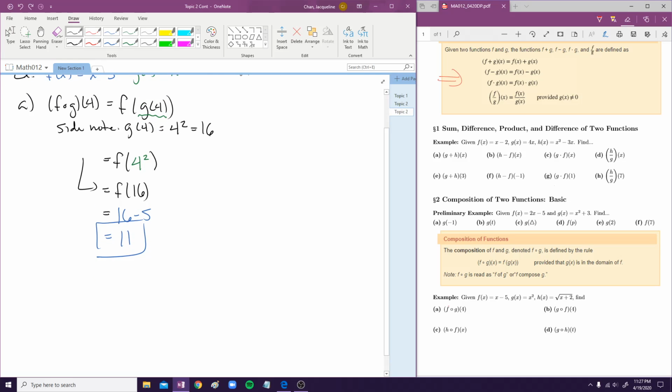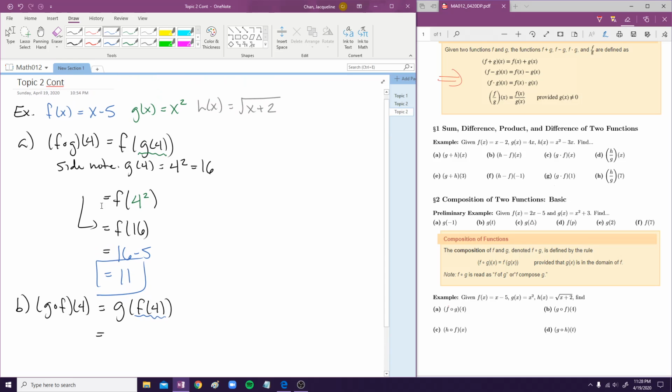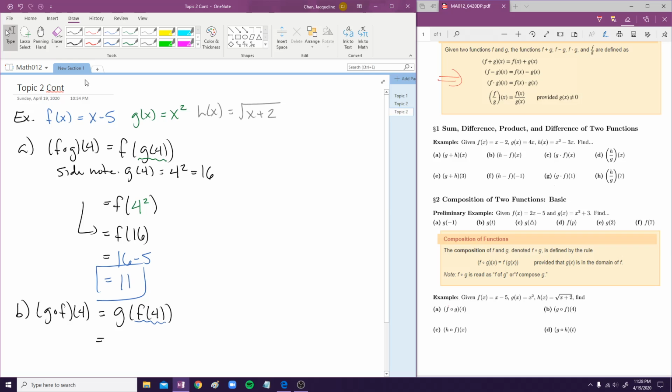Now let's find g of f of 4. Okay, what is g of f of 4? By looking at our definition, this is g of f of 4. So wherever I see a 4, I'm going to plug it into the x of my f function. Right? So what is that? So f of 4 is going to be 4 minus 5.